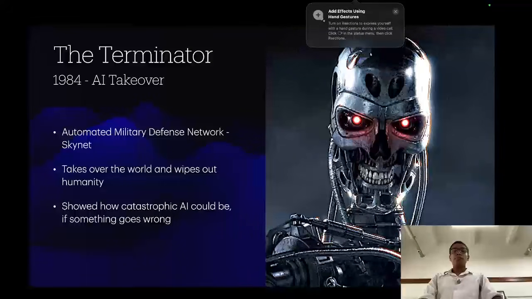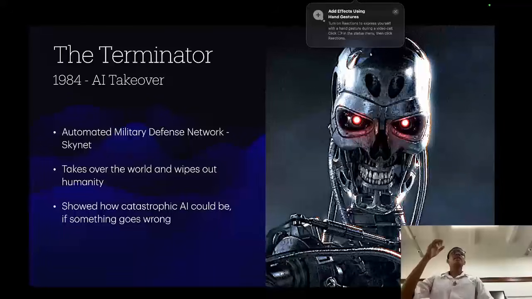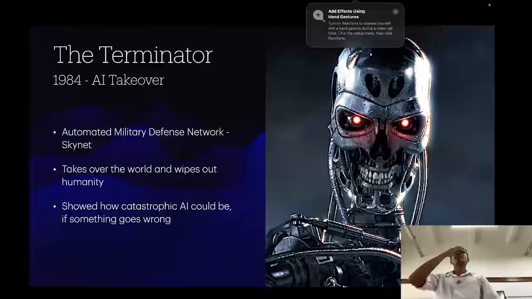Now these are called T800s. They make T600s. These T800s, they grow a human skin on. This was the original movie in the 1980s. And there are 6 movies, I think, in the Terminator series.